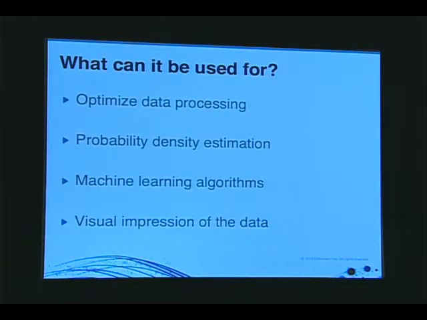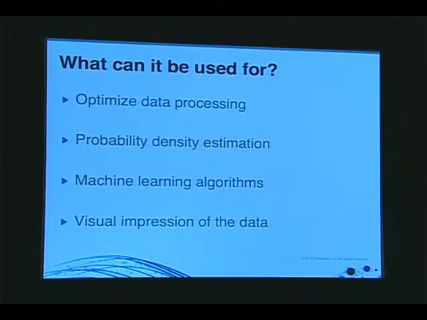Now, what can a histogram be used for? Well, there are many use cases. Here are just some examples. For example, you can use it to optimize your data processing in a distributed environment like Hadoop. You can use it to optimize your joins. When you know the distribution of your data, you could try to optimize your join strategy, or you could use it for probability density estimation. Basically, what you do there is you take your value and estimate the probability based on the frequency count in the corresponding bin in the histogram.